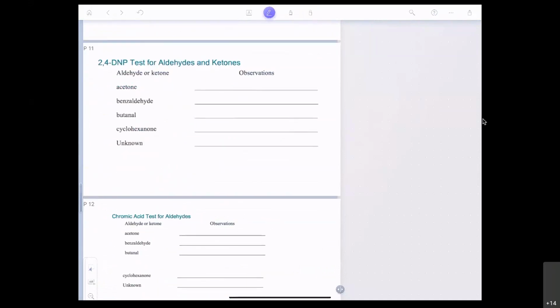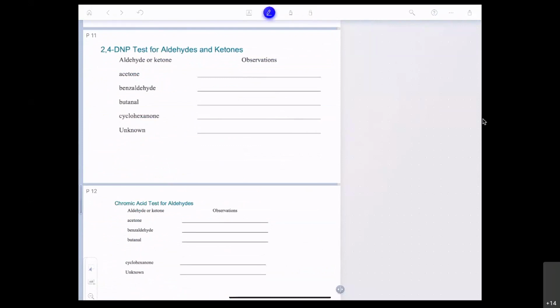2,4-DNP, in each case, you want to predict it. It's a positive test for both aldehydes and ketones. So your observation is a red-orange precipitate. Okay, you want to give the name of the precipitate and say it's a positive test for carbonyl.